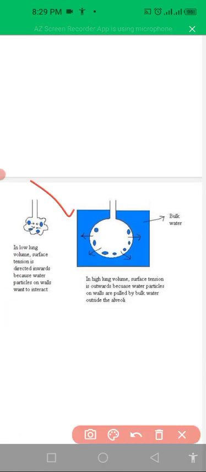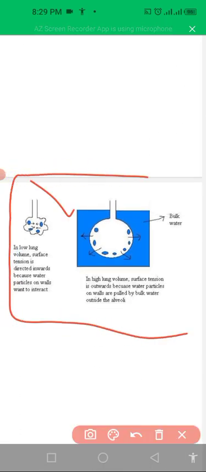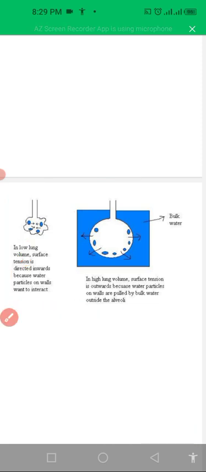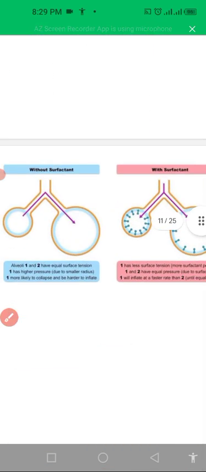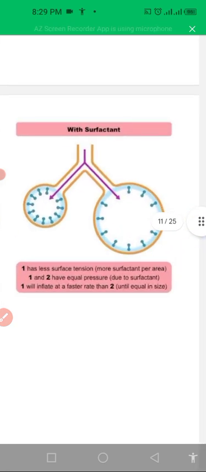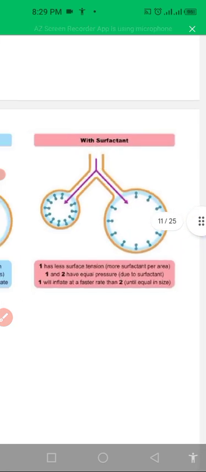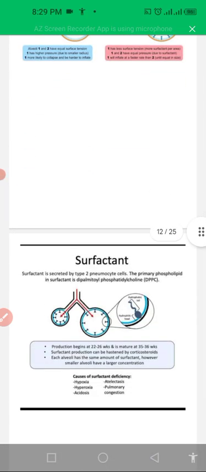Okay, so now here is the structure of alveoli. In low lung volume, surface tension directly increases because of the water particles involved. And this is another important thing: there is surfactant. What is the role of surfactant? How does it help in gas exchange?